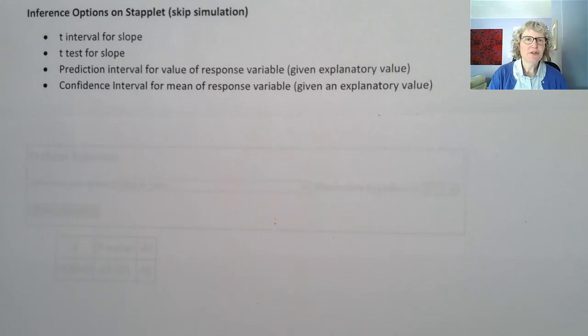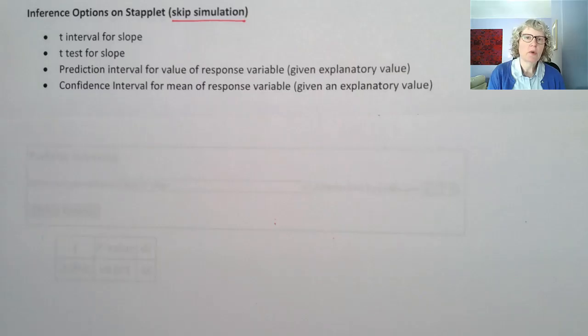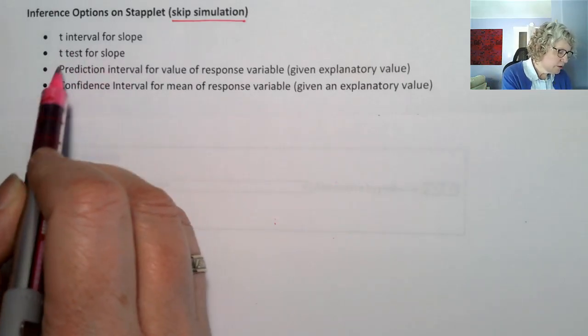Hi again. So now I want to show you the inference options on Stapplet, and we're going to skip simulation for this class. You can play around with it if you want. Remember, that's just another way to get the sample-to-sample variation or standard error by doing a simulation. It's really fun, but we just don't have enough time to do it all in this class. So we are going to look at the theoretical.